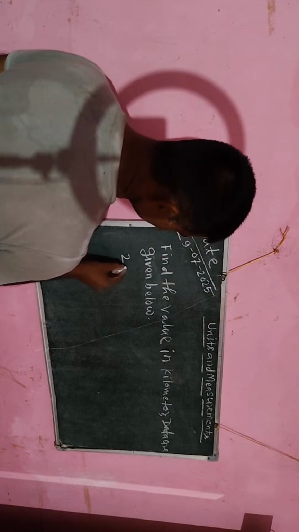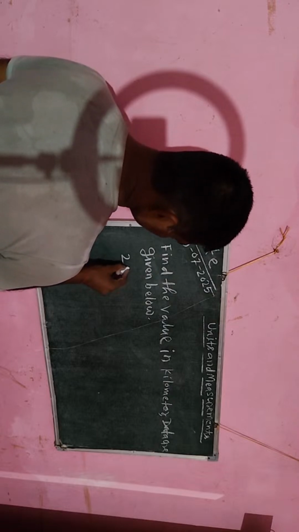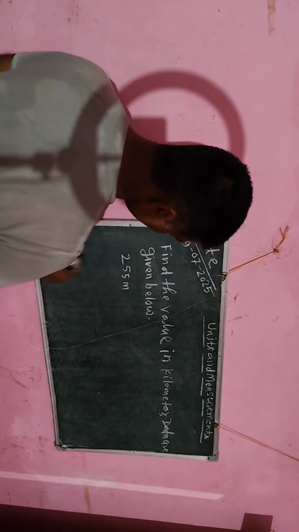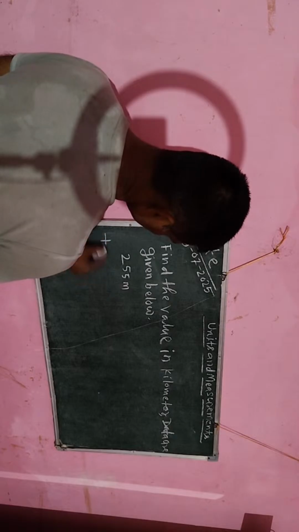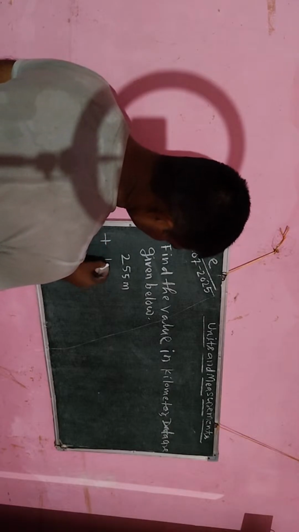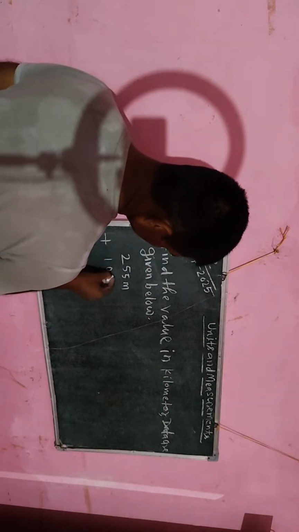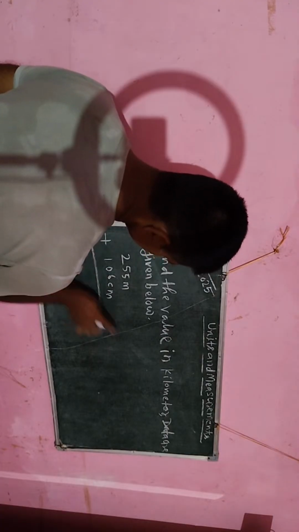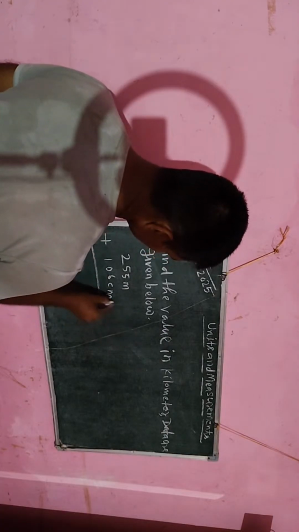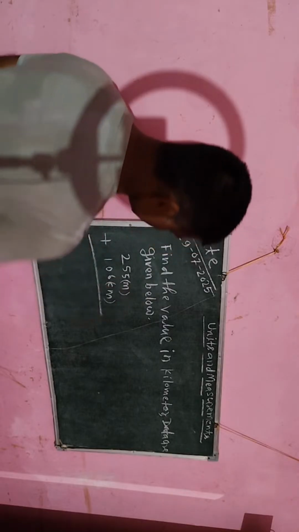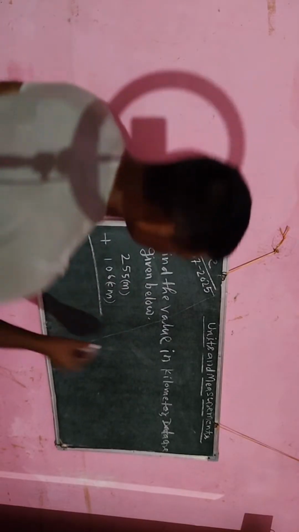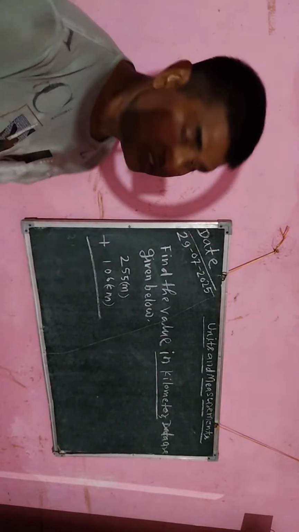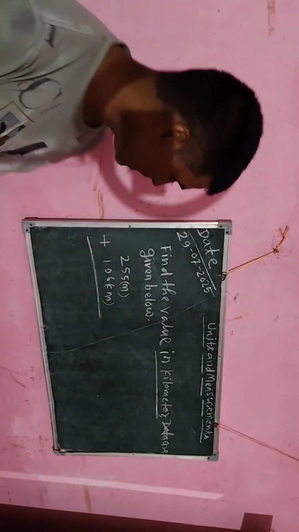we have to write 255 meter, and 106 centimeter. We have to take its solution in kilometer. So first of all, this value I will change in kilometer, and then I will take its solution.